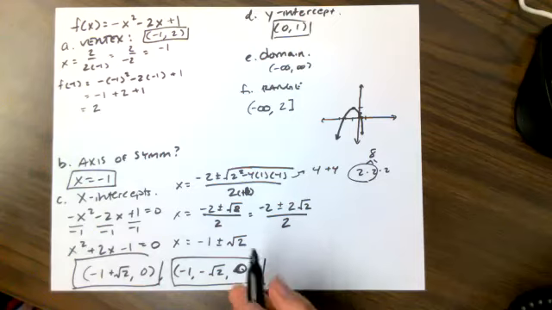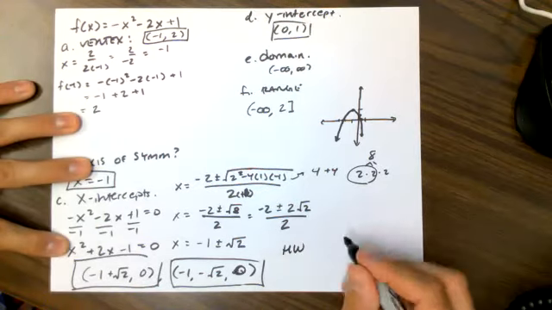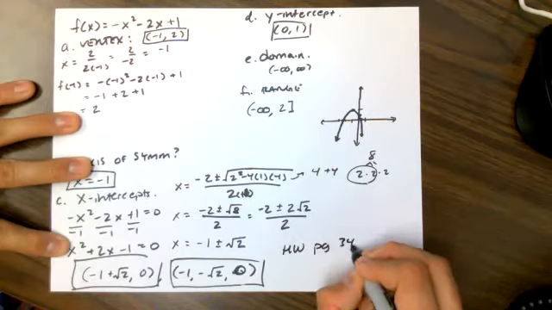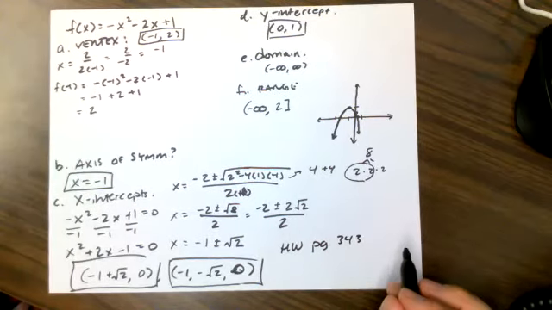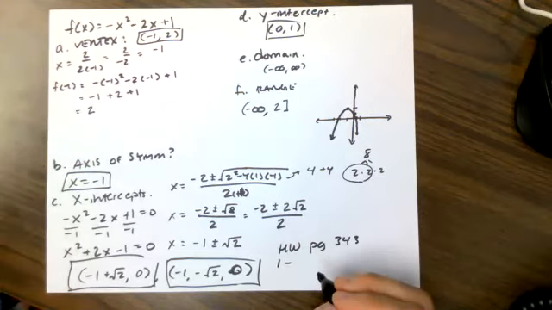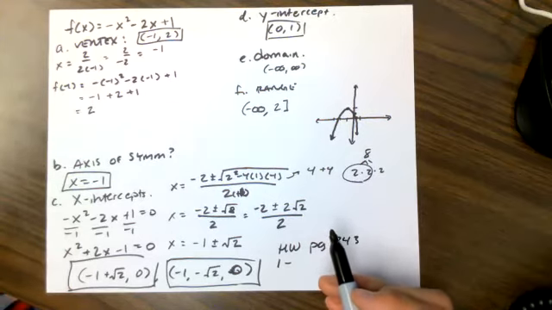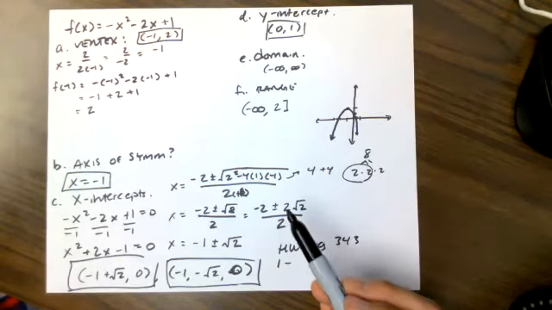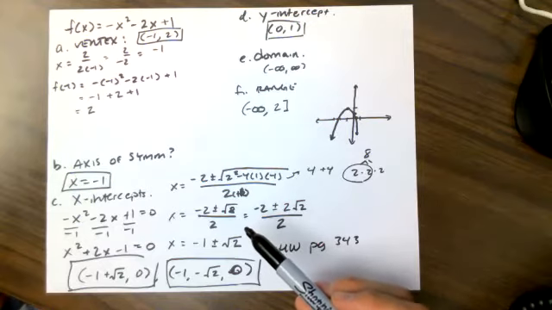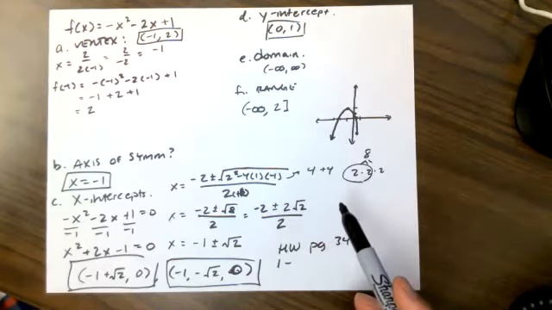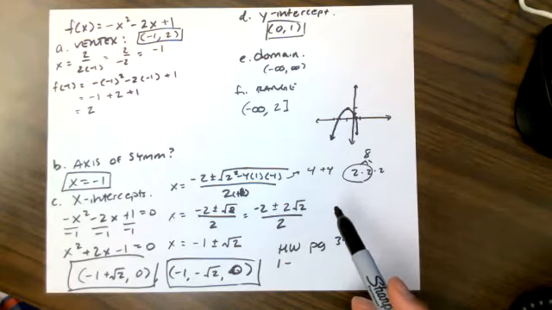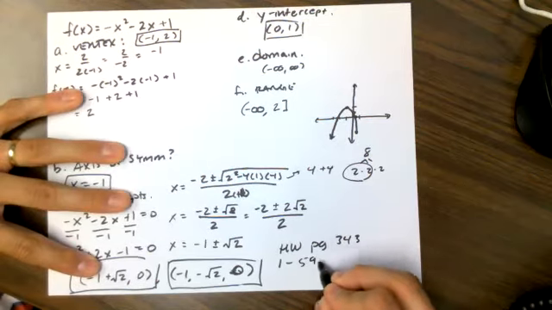Okay, so for homework, it's on page 343, section 3.1. Starts on number 1. And I want you to do 1 through, I'm putting in some real world examples here. So I want you to try them, attempt them, I should say. And let's do 1 through 59 odd.